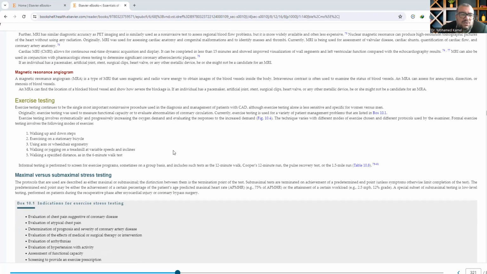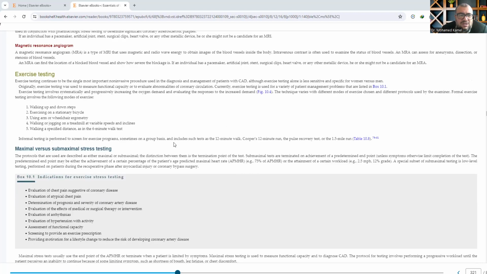Exercise testing continues to be the single most important non-invasive procedure used in the diagnosis and management of patients with coronary artery disease. Although exercise testing alone is less sensitive and specific for women versus men. Okay, so people with coronary artery disease, usually we prescribe some exercise intervention for them. Originally, exercise testing was used to measure functional capacity or to evaluate abnormalities of coronary circulation. We are using that just to test functional capacity.